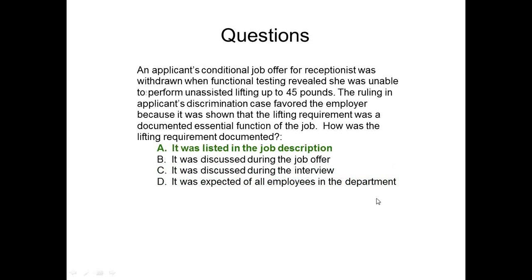One more, I think, on the we're telling you the answer approach. An applicant's conditional job offer for a receptionist was withdrawn when functional testing revealed she was unable to perform unassisted lifting up to 45 pounds. The ruling in the applicant's discrimination case favored the employer because it was shown that the lifting requirement was a documented essential function of the job. How was the lifting requirement documented? You can see that it was listed in the job description. I thought the other three were sort of interesting. Discuss.